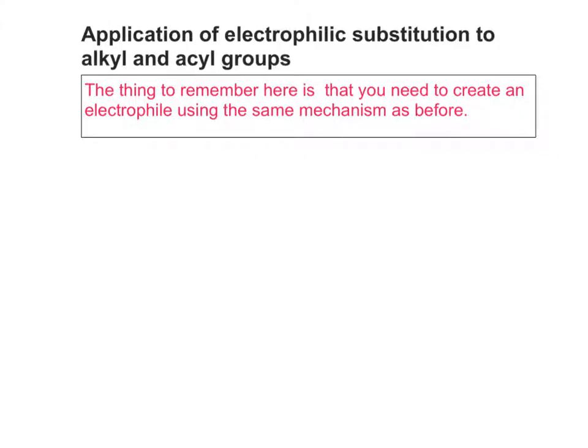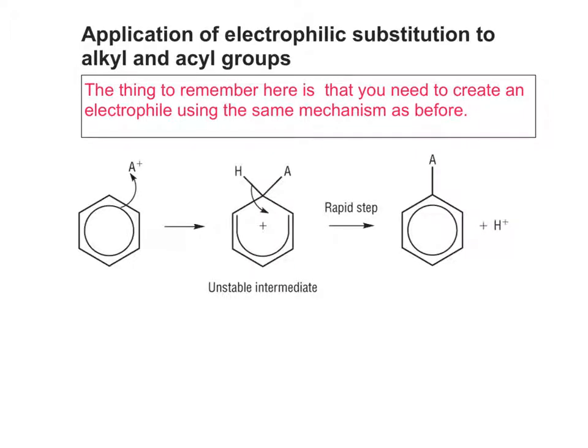So when we're applying this across to alkyl and acyl groups, you've got to remember that the same idea applies here as well. You need to create an electrophile using the same mechanism as before. So if you've been looking at my other clips, you'll probably have seen me use this picture a few times before. It's exactly the same idea here. What you've got to think about is, what is A+ going to look like? What is it actually going to be?